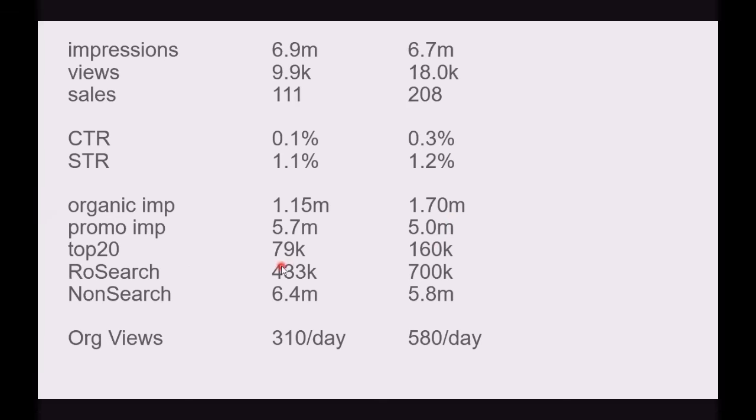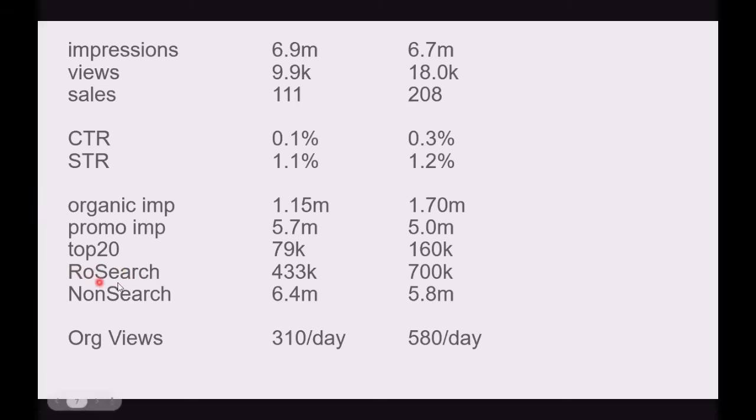Top 20 search results, 79,000 in October, 160,000 in January. Twice as many top 20 search results. It can be done. eBay can give you better placement.